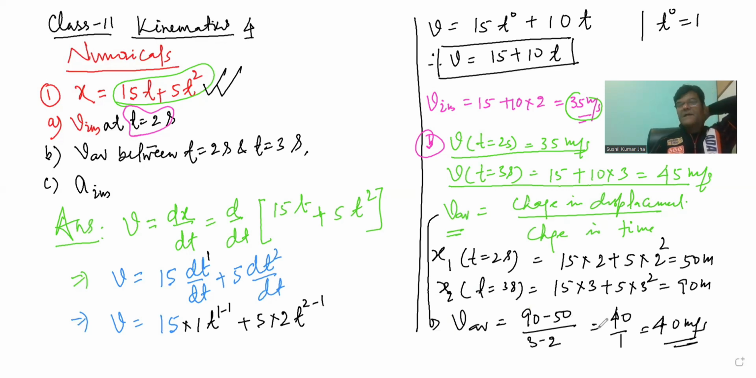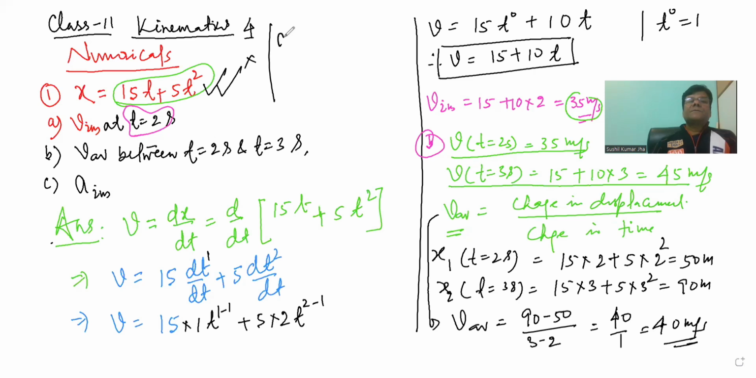So, this additional value we have found, using this we can find V instantaneous. Sorry, not average velocity. These are the velocities; we can find acceleration.